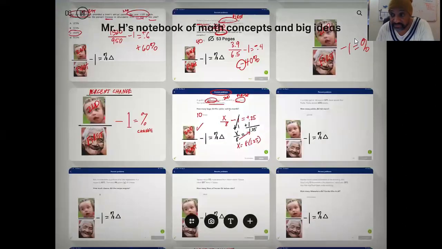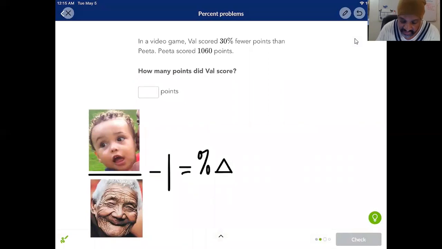Let's do another one. All right, our second one is, let's see, where are we? Let's do this one. It says, in the video game, Val scored 30% fewer points than Peta. Peta scored 1,060 points. How many points did Val score? Now, we have to be able to determine who went first and who went second, right? So it says Val scored 30% fewer than Peta. So that means that Peta set the bar, Peta went first, and then Val scored lower than Peta. So Peta is first, Val is second, all right?